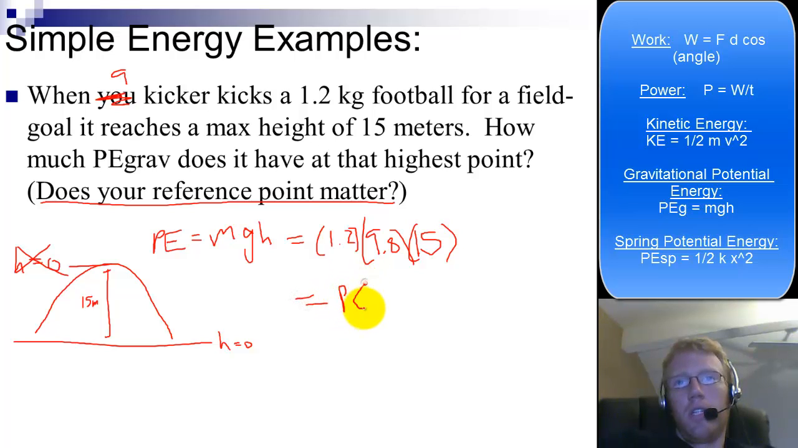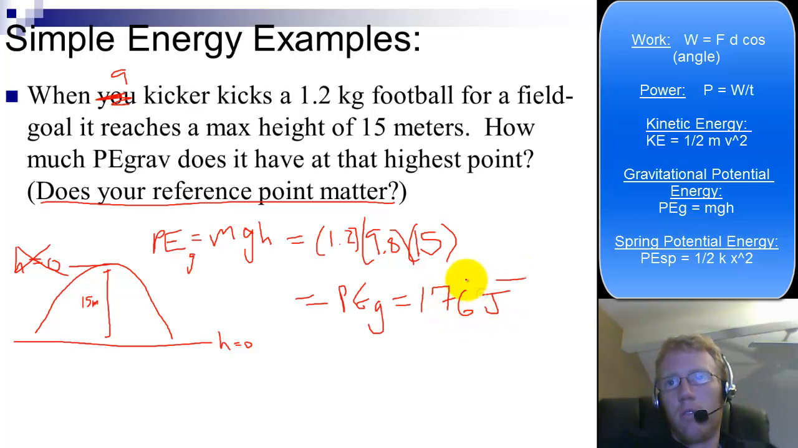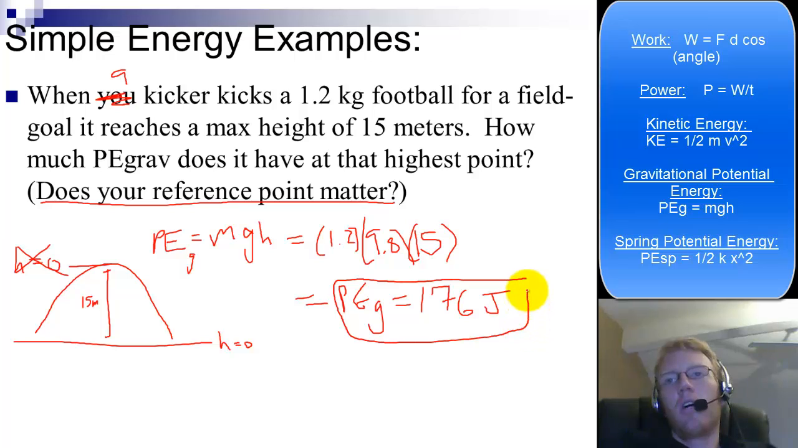So the potential energy of gravity, we should put a little subscript g right there, is 1.2 times 9.8 times 15. 176 joules. So you can see, compared to the car, this is a really, really small value, which makes sense. It's just a small little football. So it hits you, it's got 176 joules.